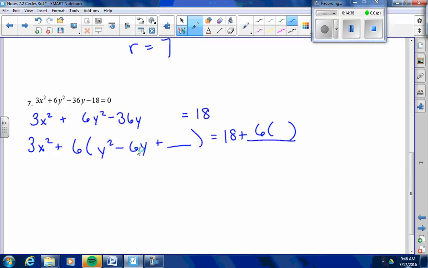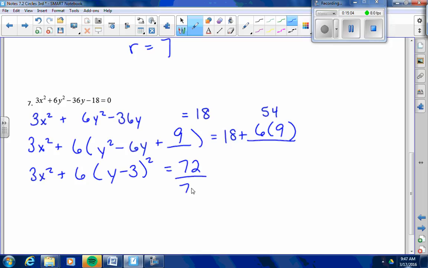So filling in the blank, 1/2 of 6 is 3. 3 squared is 9. So over there, it's 6 times 9, which is going to be 54. So we have 3x squared plus 6 times (y - 3) squared, 18 plus 54 equals 72. Can I leave it like that? No. We have to divide everything by 72.